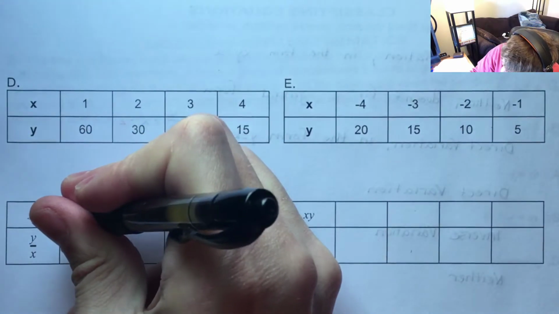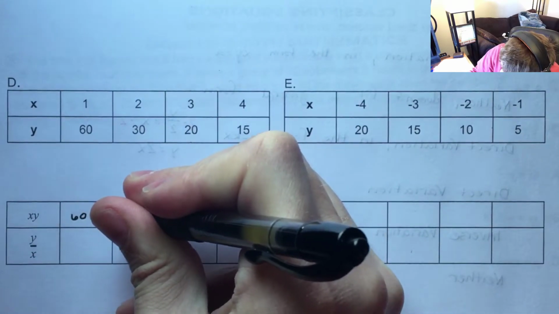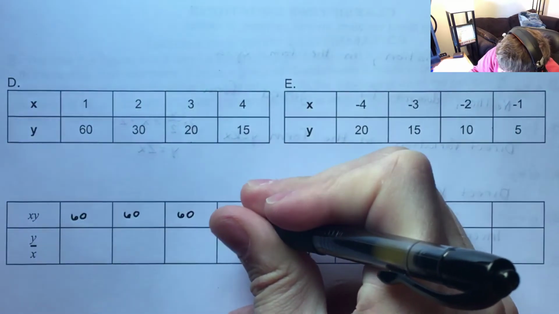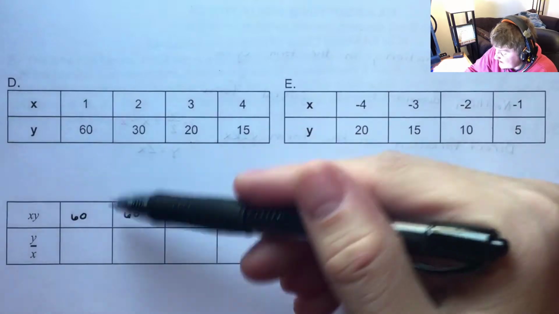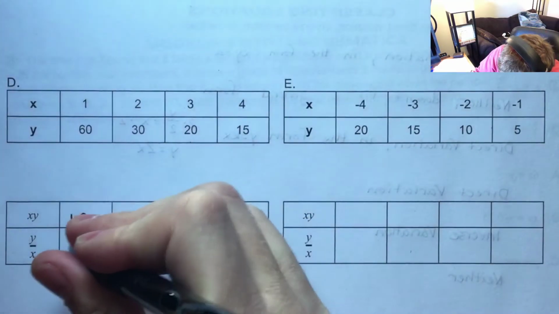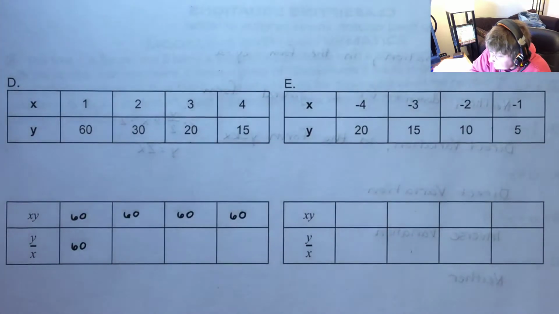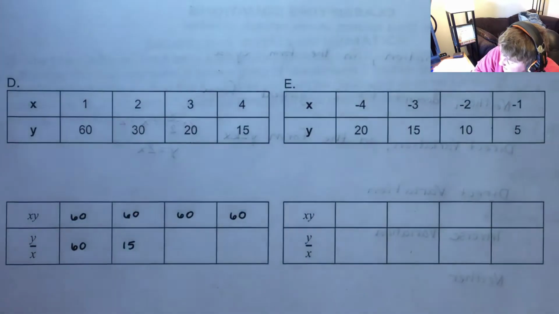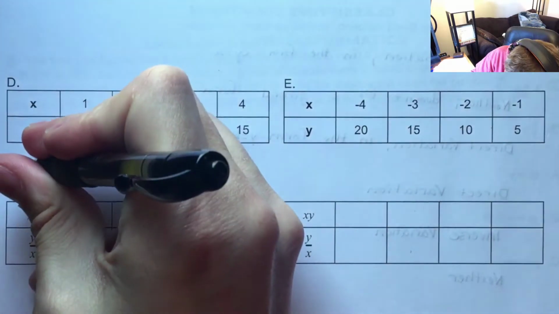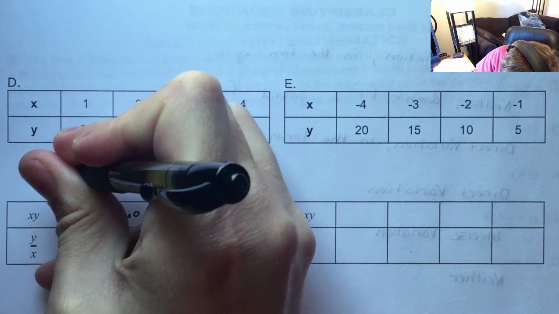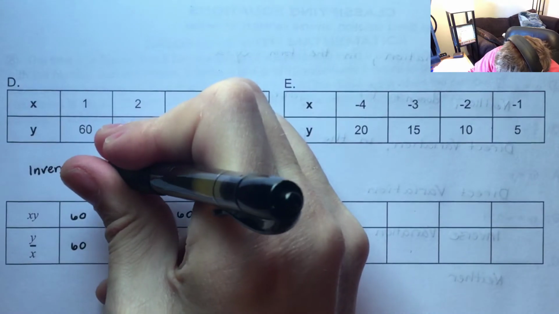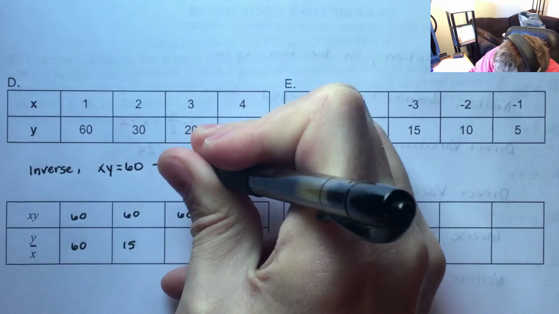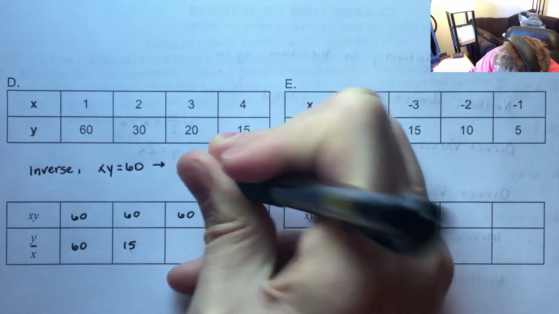X times y here is 60. X times y here is 60. X times y here is 60. And x times y here is 60. If you want to see that it isn't a direct variation, you're going to go y divided by x. 60 divided by 1 is 60. And then 30 divided by 2, which is 15. There's our mismatch in number. Can't be direct variation. Therefore, this is an inverse variation. And the equation is going to be xy is equal to 60, with your ideal answer being y is equal to 60 divided by x.